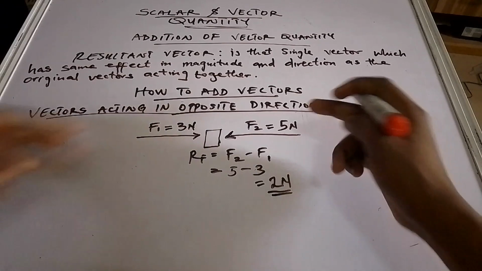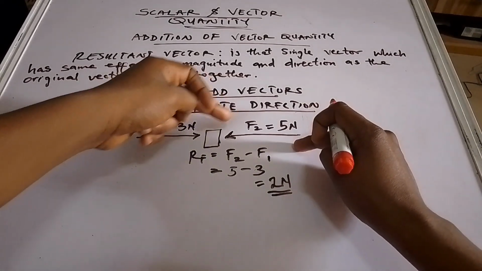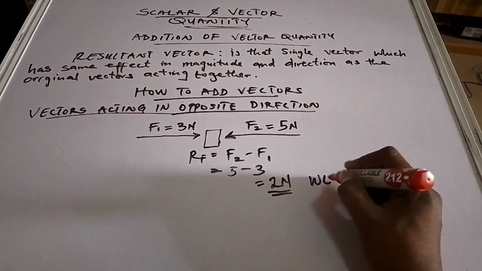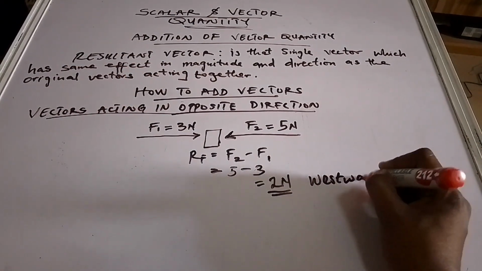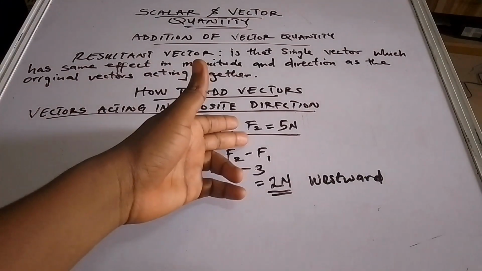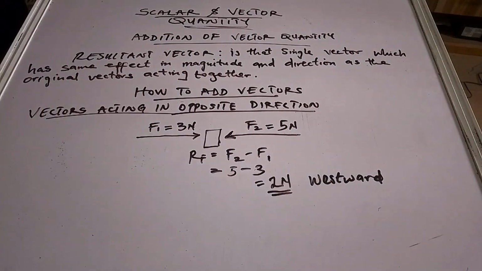In which direction? If you look, this one is greater than this. Eventually, the object is going to move in this direction. So it's going to move westward. You have to get that concept. It depends on the direction of the vectors that will determine how we are going to add them, either by using the addition F1 plus F2, or we are going to use F2 minus F1.